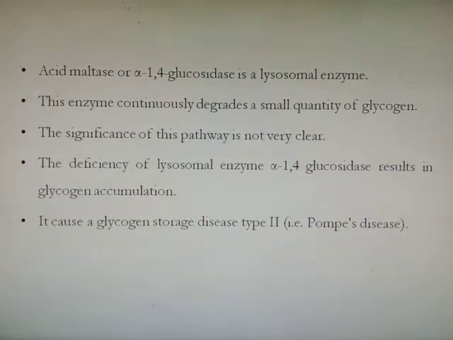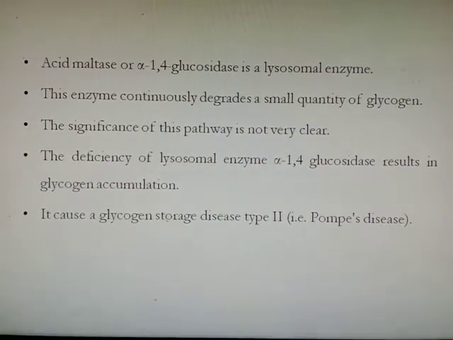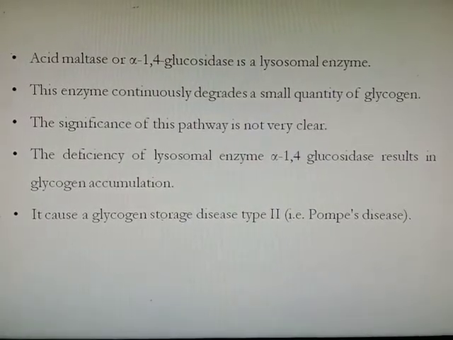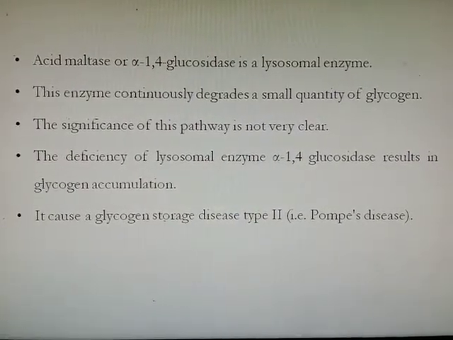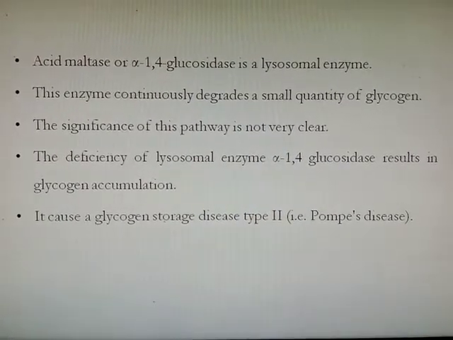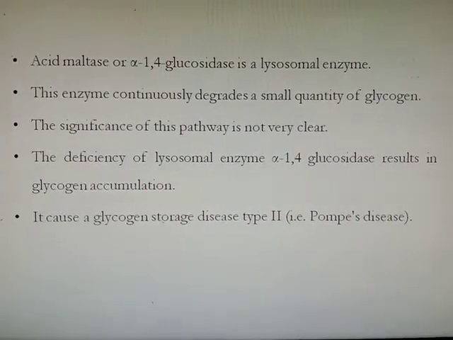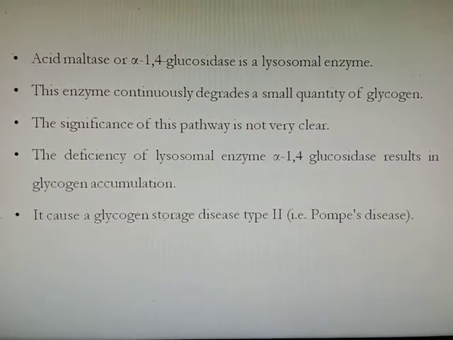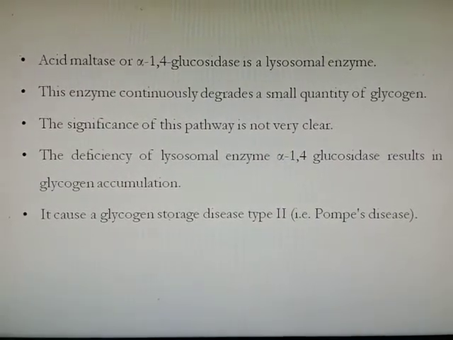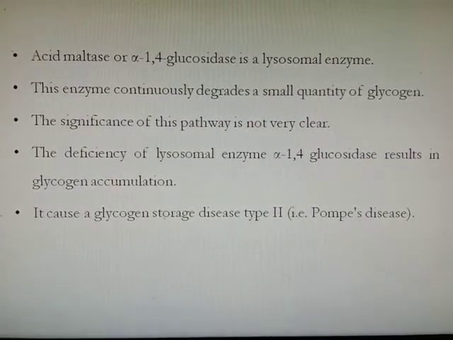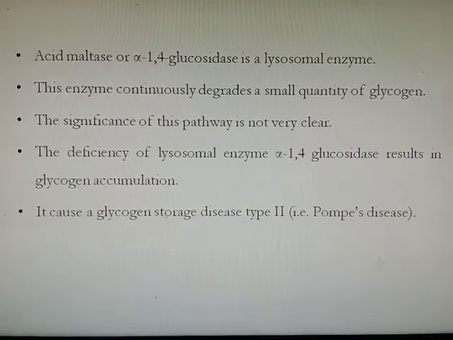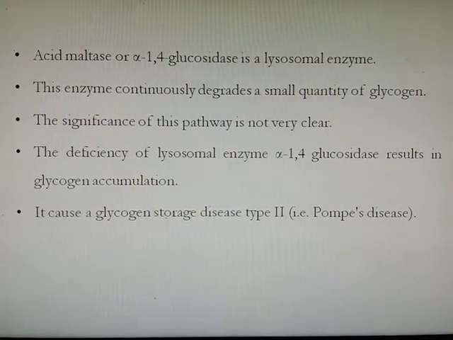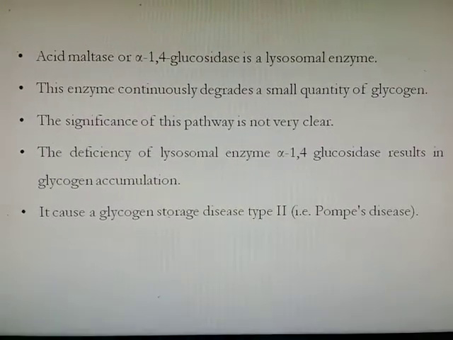The acid maltase or alpha-1,4-glucosidase is a lysosomal enzyme. This enzyme continuously degrades a small quantity of glycogen. The significance of this pathway is not very clear, but the deficiency of lysosomal enzyme alpha-1,4-glucosidase results in glycogen accumulation. The deficiency of lysosomal enzyme alpha-1,4-glucosidase causes glycogen storage disease type 2, also called Pompe disease.